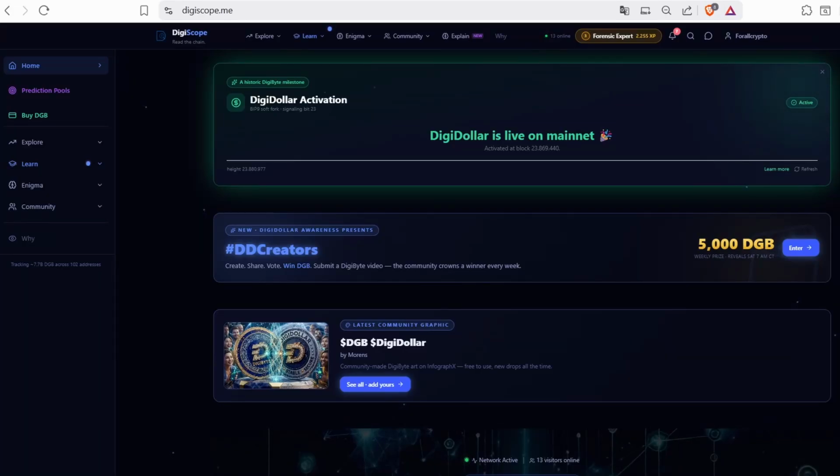Welcome back everyone. Today we're doing a full, detailed breakdown of Digiscope.me, the best real-time dashboard for DigiByte and DigiDollar. If you want to understand what's really happening on the chain, track holder behavior, or see live DigiDollar stats, this is the tool. We'll cover what it is, the key features, step by step how to use it, and most importantly, how you can earn DigiByte by engaging with the platform.